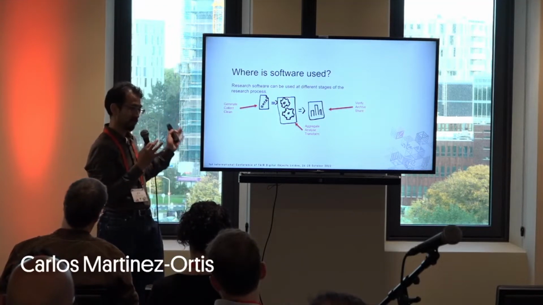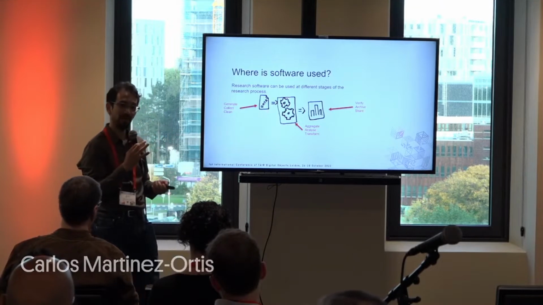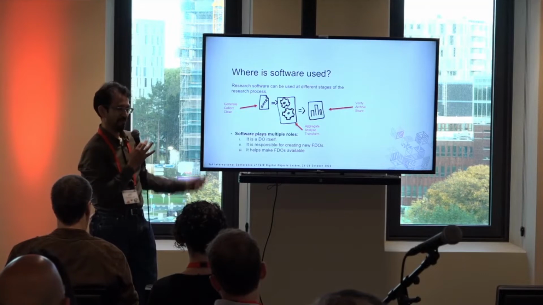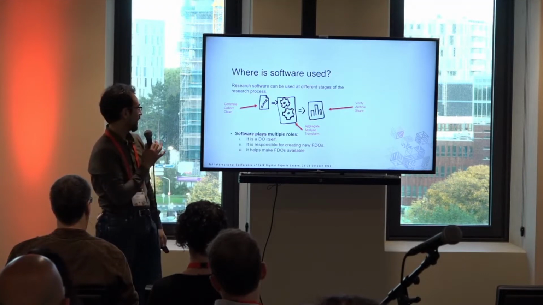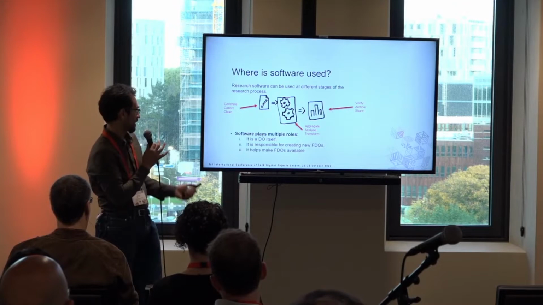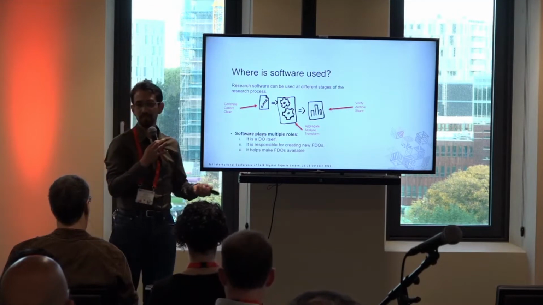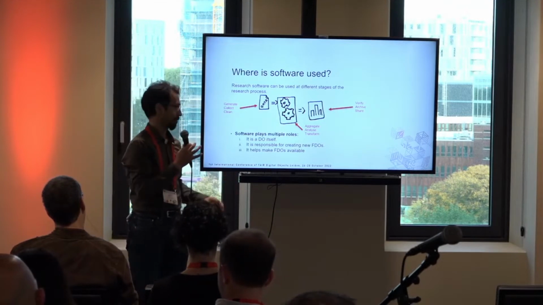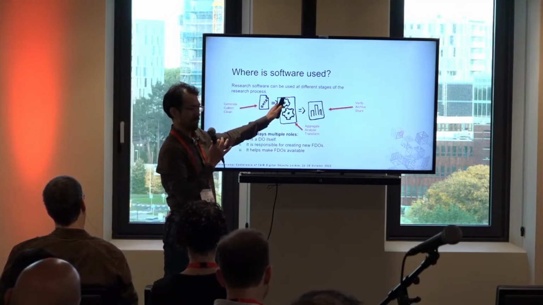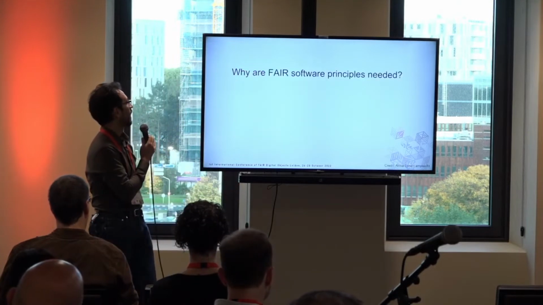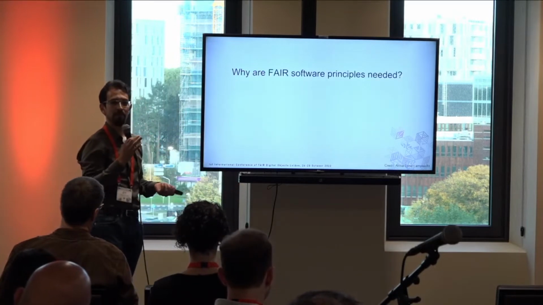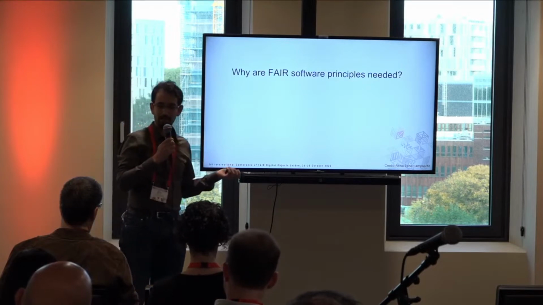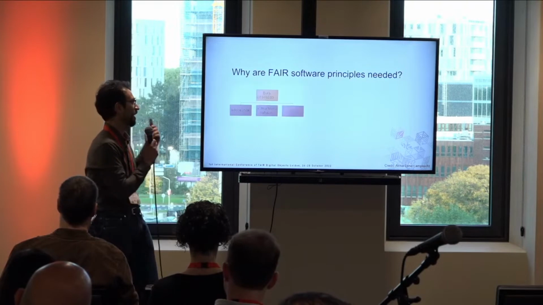So we should make sure that the software that is supporting all of this research pipeline is also FAIR. Those are the roles that software plays. It's a digital object itself. It's responsible for creating new data objects, and it helps make digital objects available. So it helps in creating them, transforming them, and sharing them. So why are the FAIR principles for research software needed? Well, we already have FAIR principles, right? Why do we need FAIR principles specifically for software?